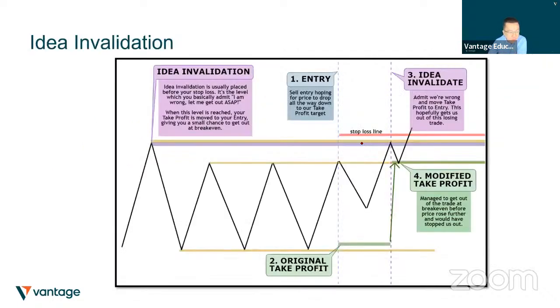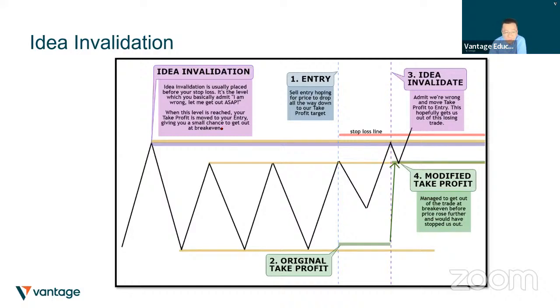Good. So the next thing to consider is idea invalidation, right? What's an idea invalidation? Idea invalidation is usually placed before your stop loss. It's the level where you basically think, hey, my analysis is wrong or very close to being wrong. How do I try and get out of this trade in the best possible situation? So when this level is reached, your take profit is moved to your entry. Take profit is moved to the entry, giving you a small chance to get out at break even.